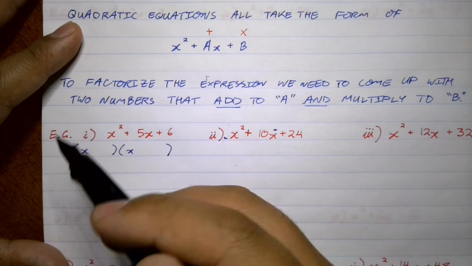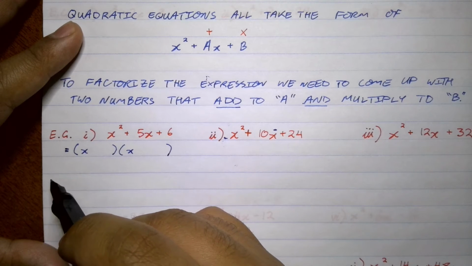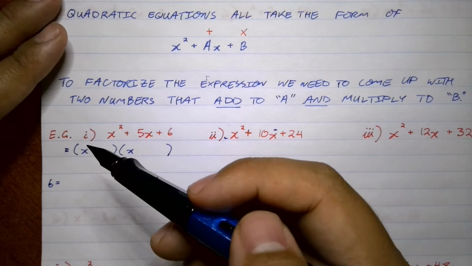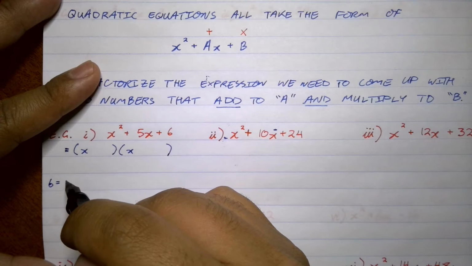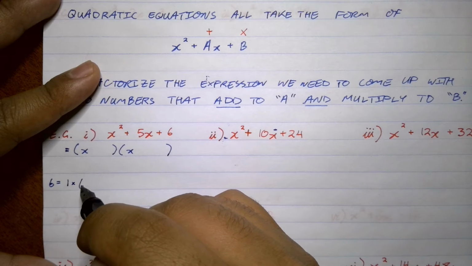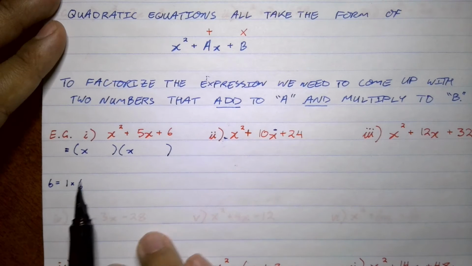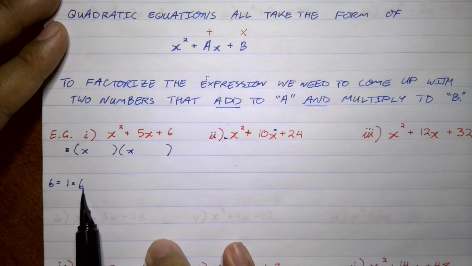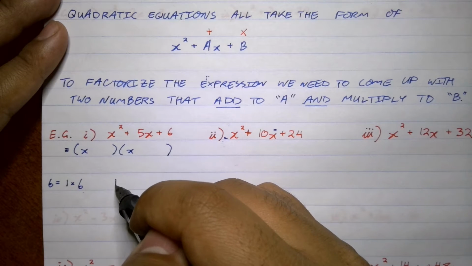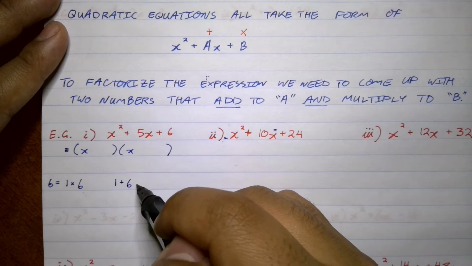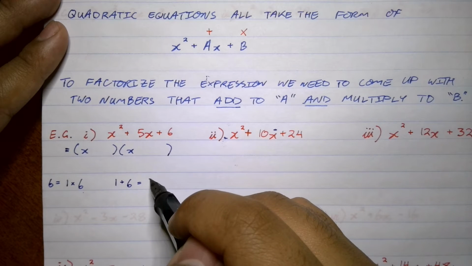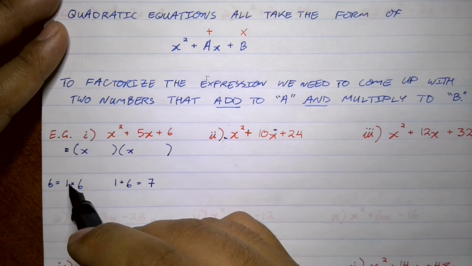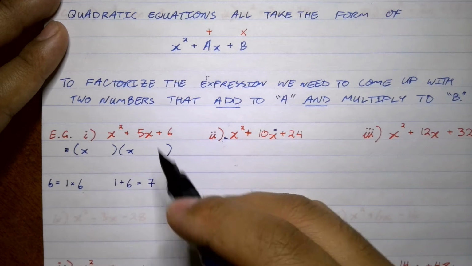Here's how I like to go about doing it. We start with the number 6 and we test all the factors of 6. By that I mean 1 times 6 is 6, so we're multiplying to this number. Now these numbers 1 and 6, we are going to test adding them. 1 plus 6, that is 7. But we are looking for the number 5. So it is not 1 and 6.